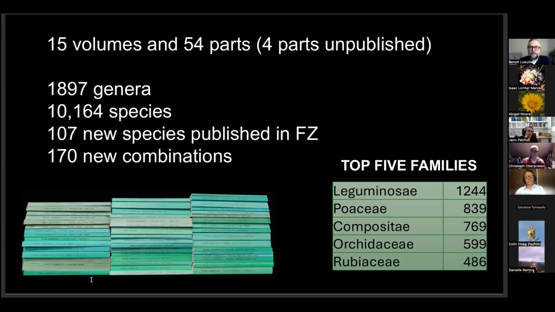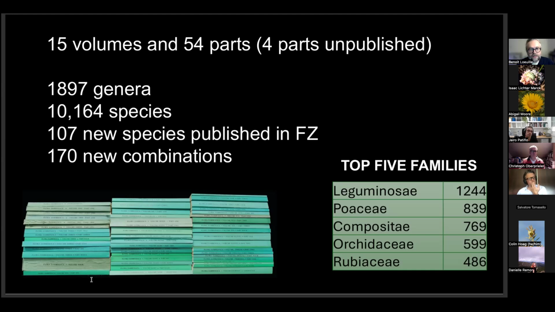So at the end, we will have 15 volumes with 54 parts. 4 parts are still to be published. 3 of them are Compositae and 1 is Commelinaceae. And the total numbers for this flora are 1,897 genera, a bit more than 10,000 species.